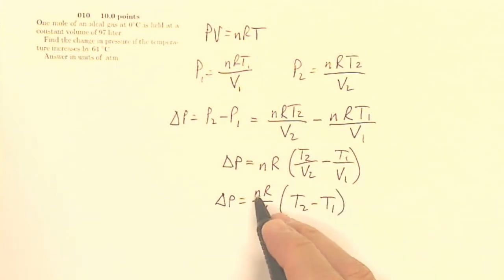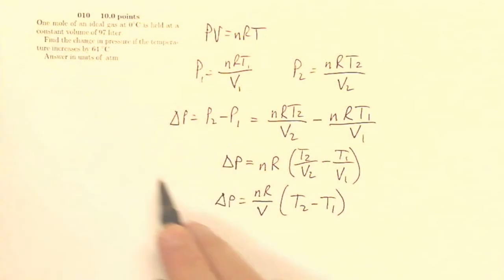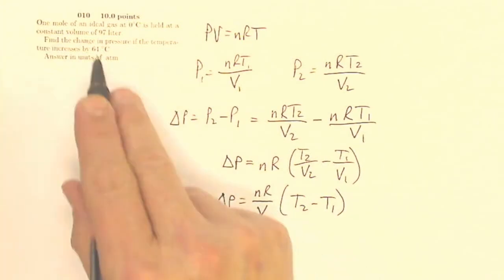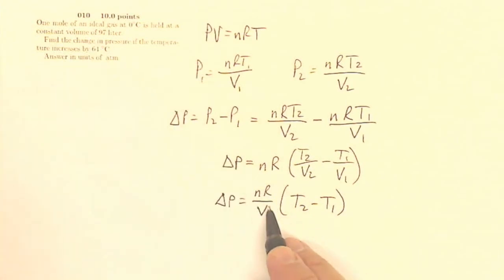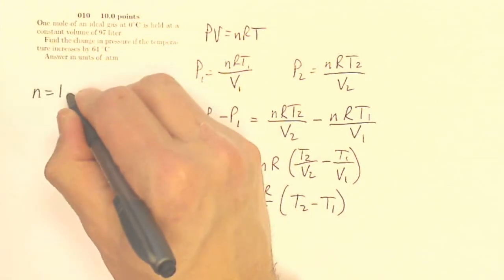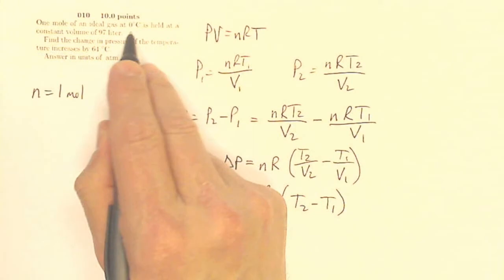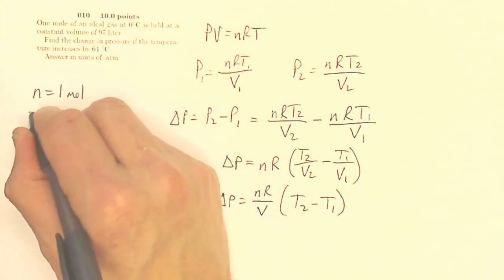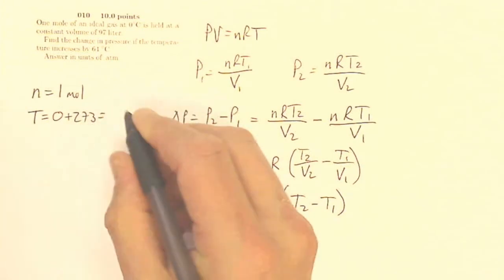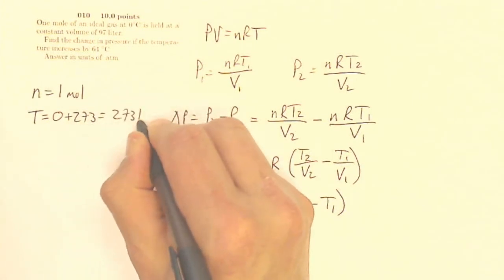So now n is in moles of gas, great, 1 mole. R is 8.31. My volume has 97 liters, and I'm going to have to convert that into cubic meters. So let's see. n equals 1 mole, that's good. The temperature is 0 degrees Celsius, so my temperature is going to be 0 plus 273, which is 273 Kelvin.